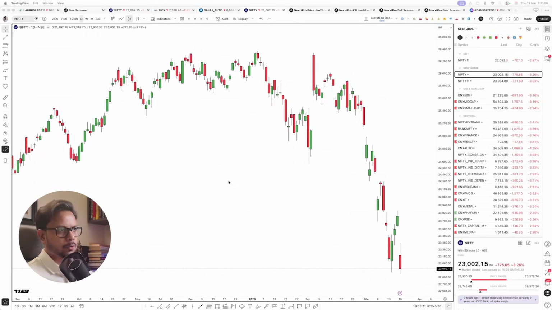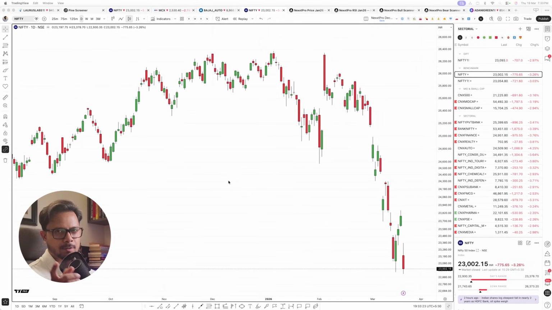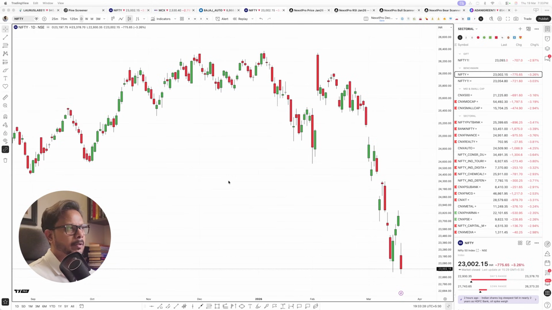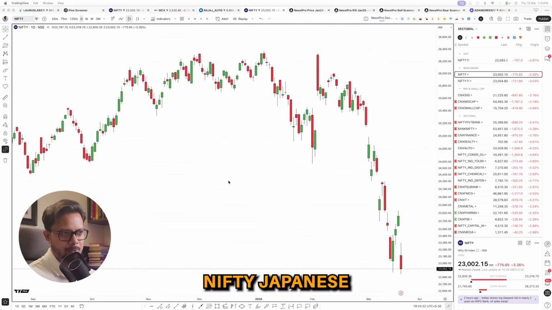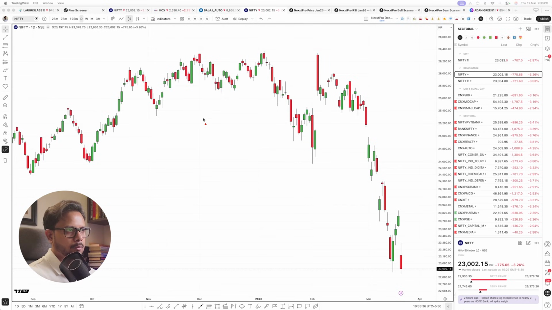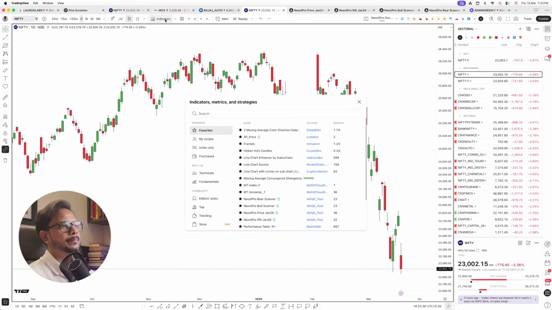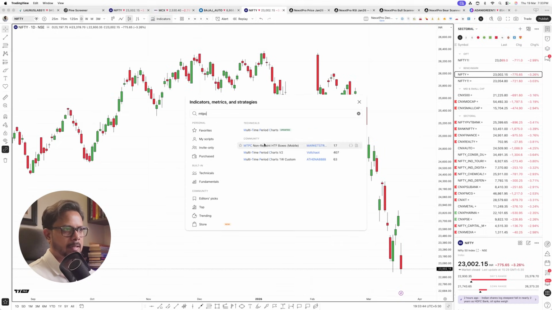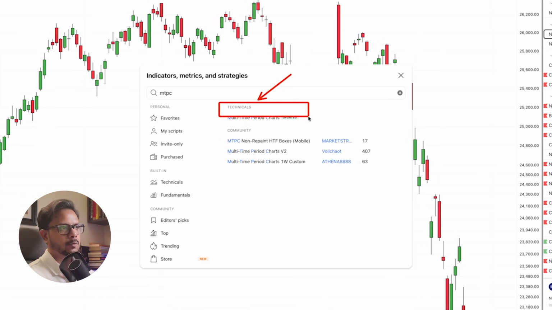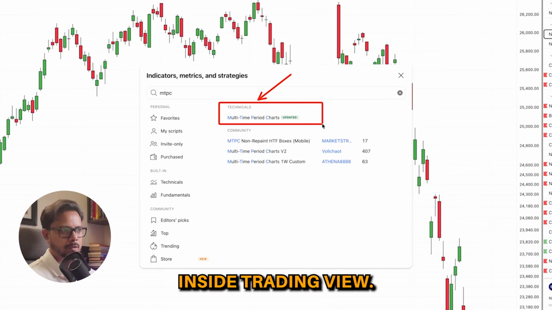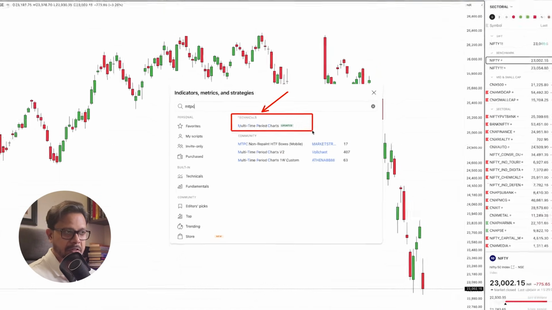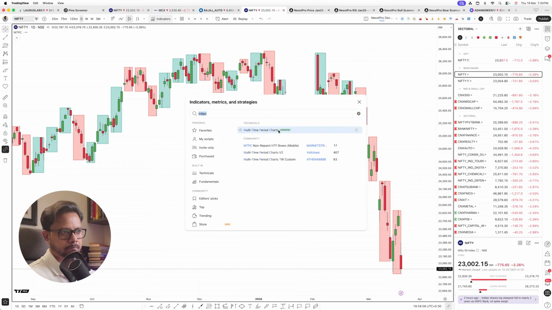All right, my usual TradingView screen. Actually, it's not my usual TradingView screen. I use Heikin Ashi with a few more uniqueness to it, but this is the usual Nifty Japanese candlestick chart. First, you come to indicators, right? And you type MTPC. This is a built-in indicator within TradingView. It's a part of the technical section inside TradingView. As you can see over here, multi-time period charts. It's been recently updated, and you click on it.